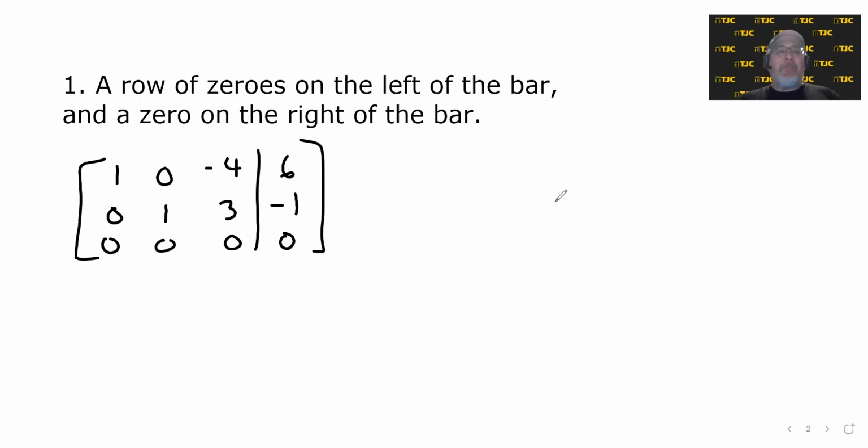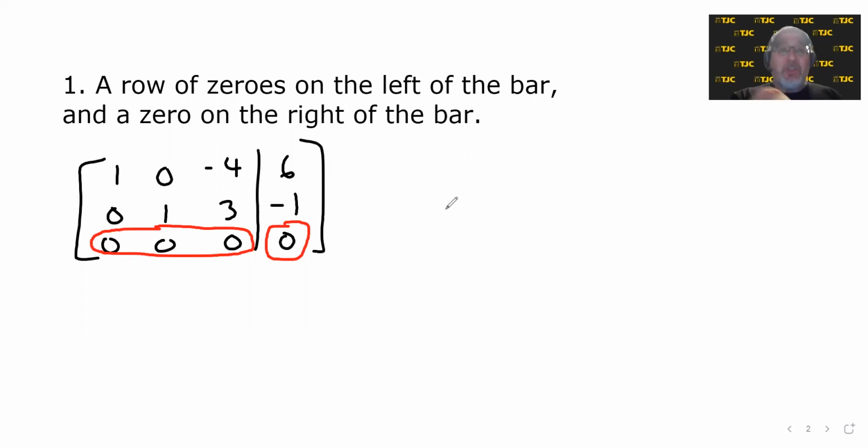The first thing that can happen is that you get a row of zeros on the left of the bar and a zero on the right of the bar. In other words, you get zeros all the way across. Now, this is going to happen. It's destined to happen. There's absolutely nothing you can do to control it. It's either going to happen or it's not going to happen. Now, why is this a problem?